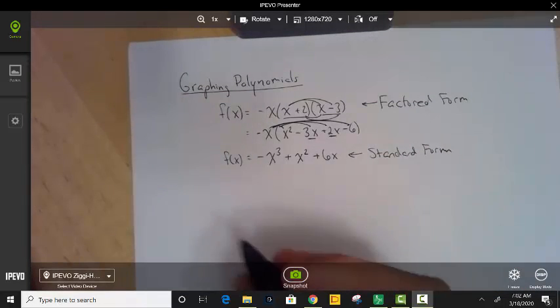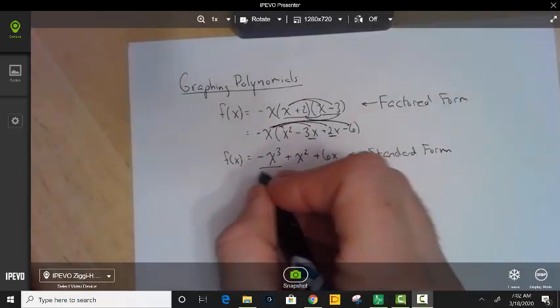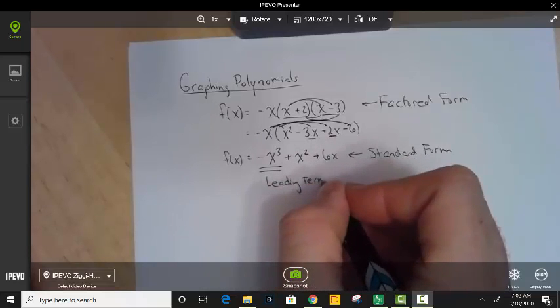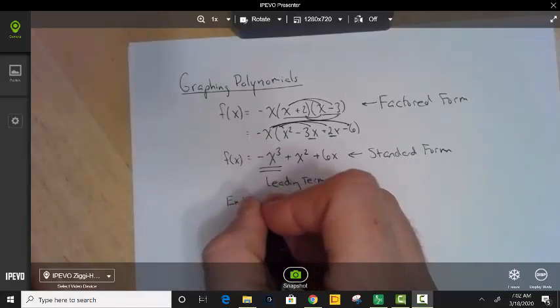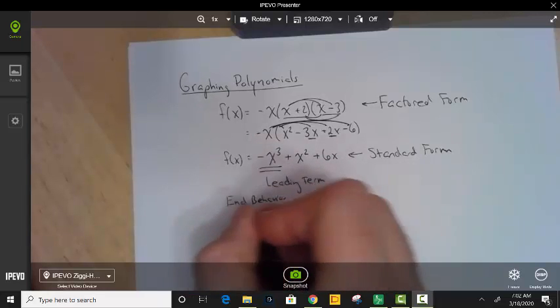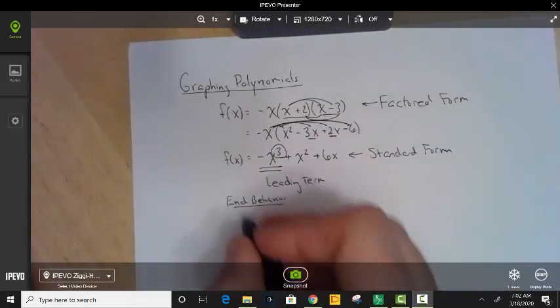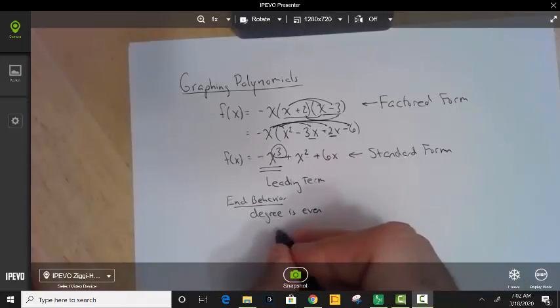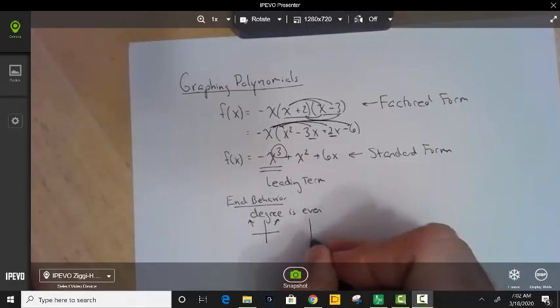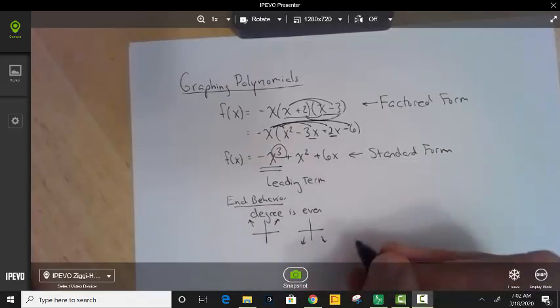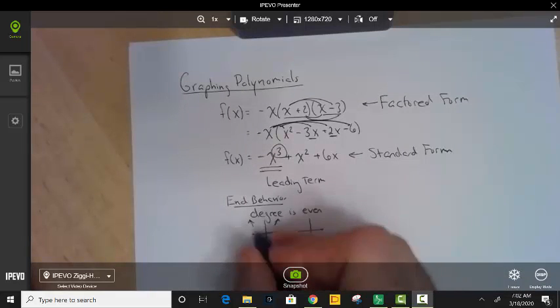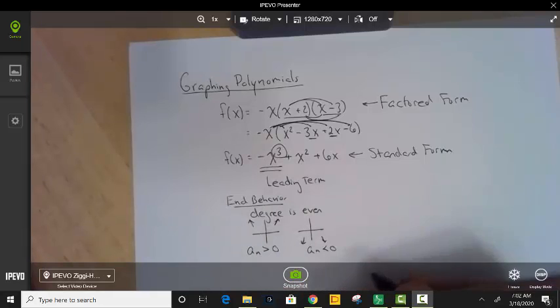Now, what we talked about the last thing in class was using the leading term, negative x cubed, to identify the end behavior. And the last thing we had talked about was if the degree is even, then the two ends of the graph have to be doing the same thing. So either both ends of the graph are pointing up or both ends of the graph are pointing down. And if the leading coefficient is positive, the graph's pointing up. If the leading coefficient is negative, it's pointing down.